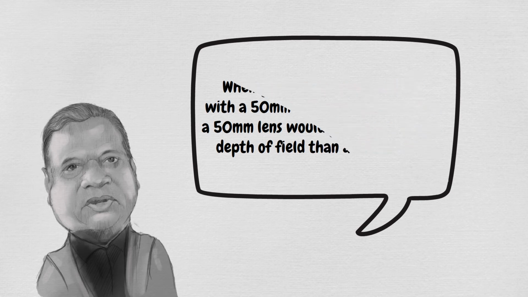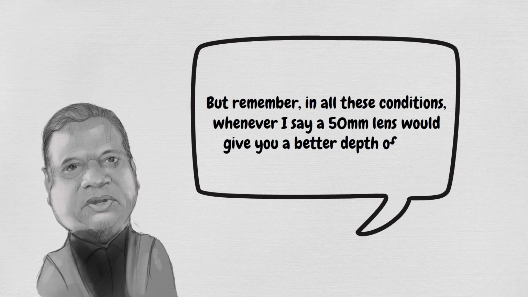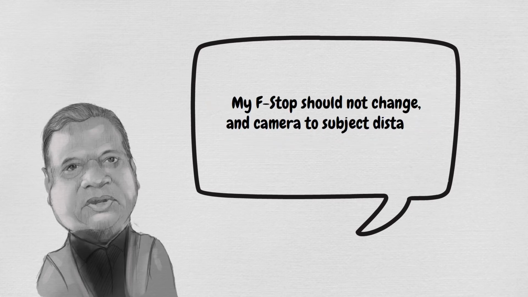100 mm lens. But remember, in both conditions, whenever I say a 50 mm lens would give you a better depth of field, my f should not change and my camera to subject distance also should not change. With the other two factors remaining the same, you will find the differences in depth of field. So, let us have a look at a few pictures.